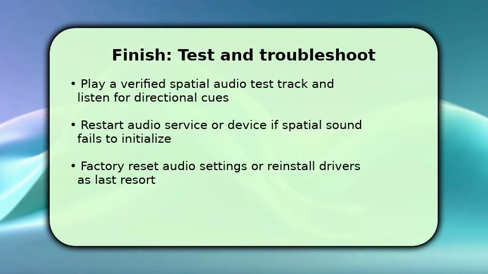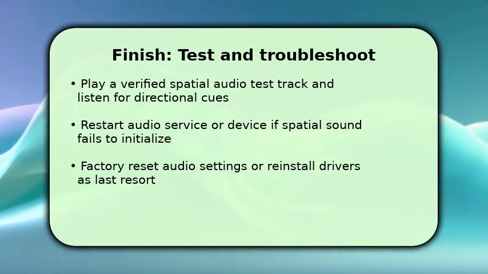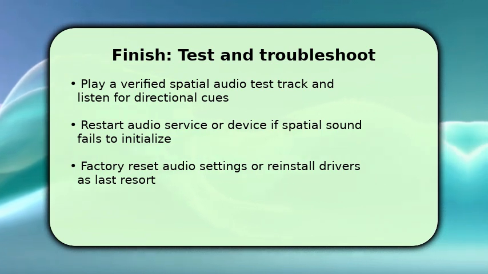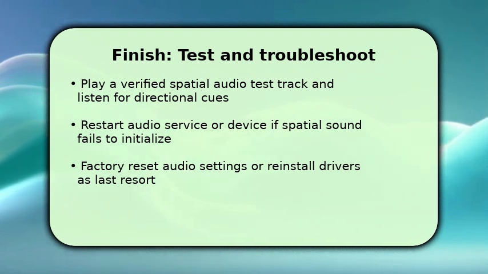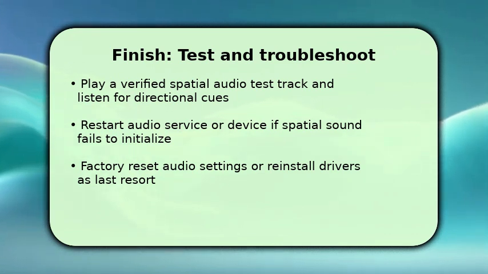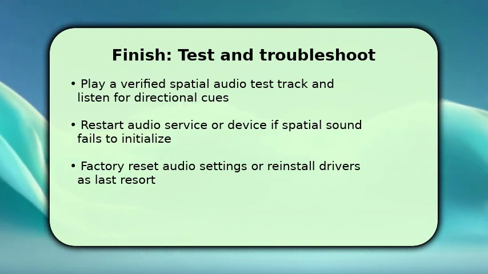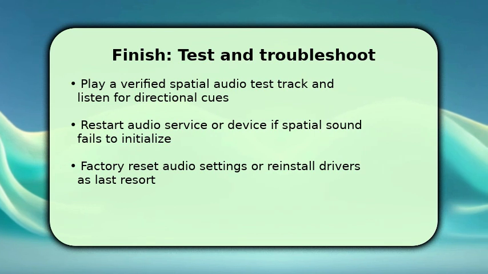Play a verified spatial audio track and listen for clear directional cues. Move your head if head tracking is supported. If spatial sound fails to initialize, restart the audio service or reboot the device to clear locked processes. If problems persist, reinstall drivers or factory reset audio settings as a last resort because corrupted profiles can block spatial decoding. One troubleshooting tip: if audio works in stereo but not spatial, recheck the source metadata and connection method. That's usually the root cause.